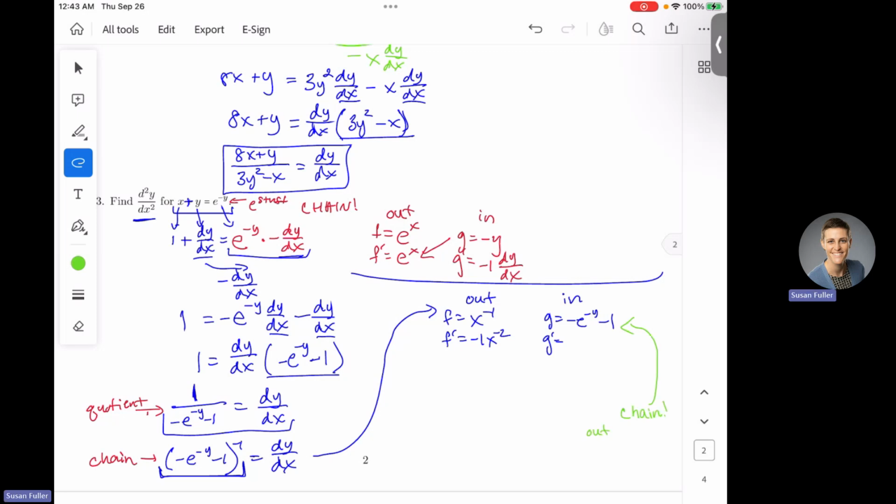So my outside function, I'm going to call f. My inside function, I'm going to call g. My inside function is negative y. My outside function is e to the x. I'm not going to worry about the negative out front. It's just a coefficient that's going to come along for the ride. So now I'm going to do the chain rule. The derivative of e to the x is e to the x. The derivative of negative y is negative dy dx.